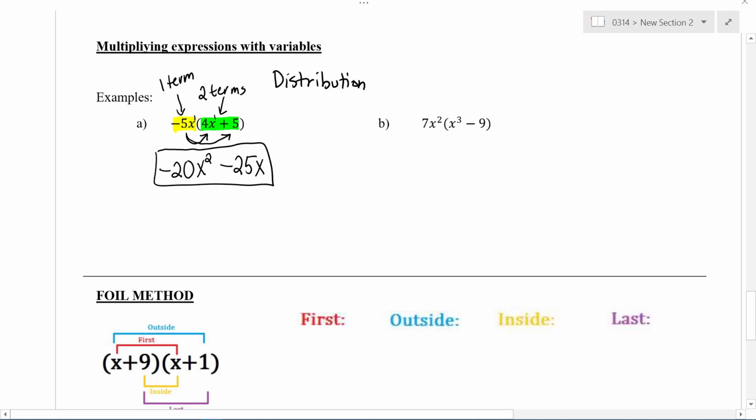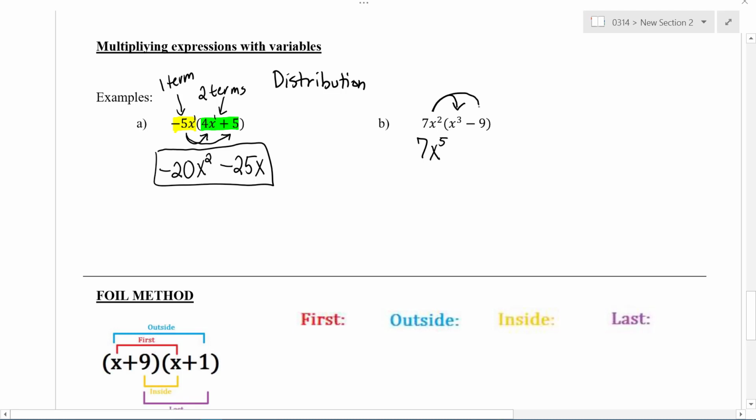In the second example, we have also a one-term thing, so that's the 7x squared, times a two-term group. So what's inside of the parentheses is two terms, and so I'm going to use distribution here as well. So what is a positive 7x squared times x cubed? Now we want to keep in mind here that we have x squared and x cubed, we have like bases, and we are multiplying, so we're allowed to add the exponents. 2 plus 3 gives me a final answer of 5. So that's 7x to the power of 5.